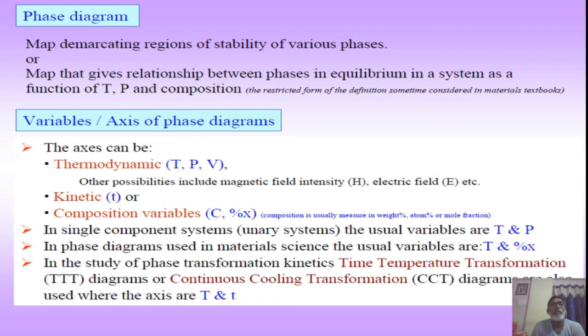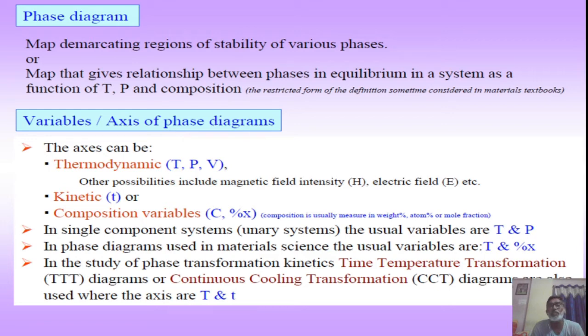A phase diagram is a map that gives the relation between the phases in equilibrium in a system as a function of temperature, pressure, and composition. The thermodynamic variables are temperature, pressure, and volume. In kinetics, it is with respect to time. Composition variables mean the components as well as a function of the composition.